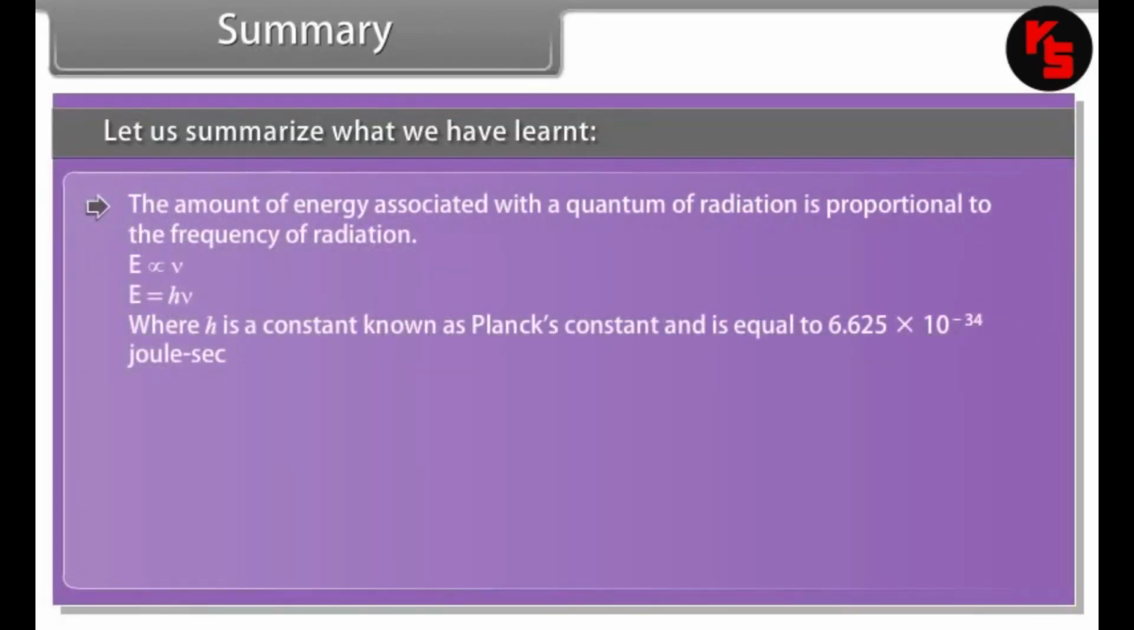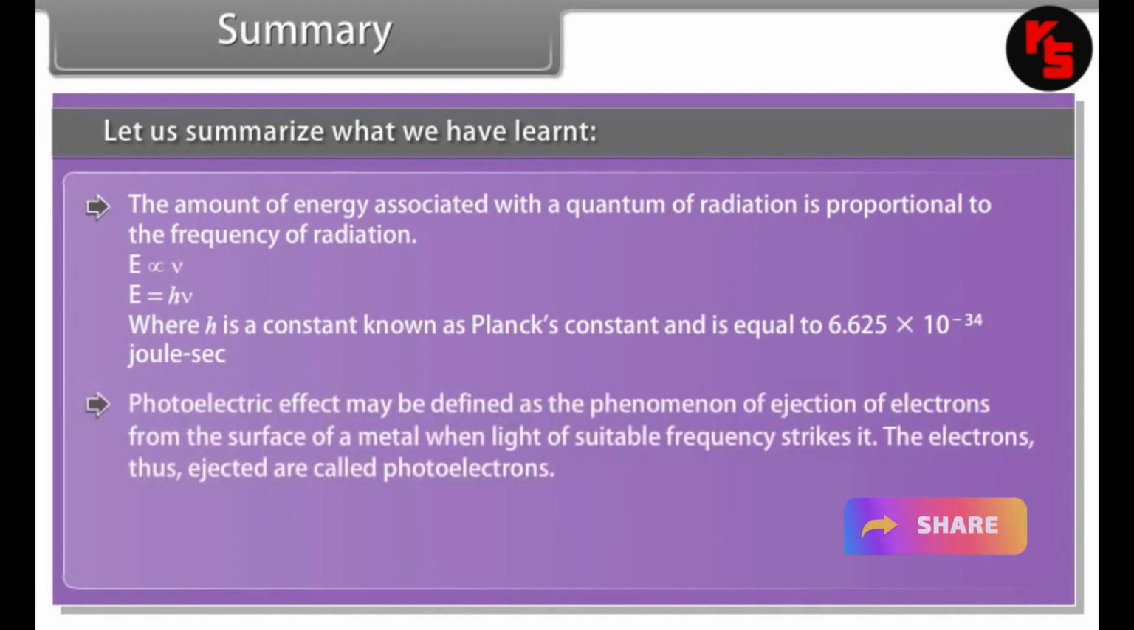The amount of energy associated with the quantum of radiation is proportional to the frequency of radiation, where h is a constant known as Planck's constant and is equal to 6.625 into 10 raised to the power minus 34 joule second. The photoelectric effect may be defined as the phenomenon of ejection of electrons from the surface of a metal when light of suitable frequency strikes it. The electrons thus ejected are called photoelectrons.